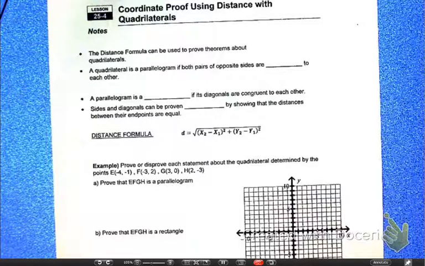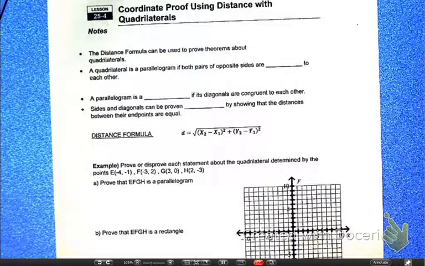So this is our last unit before our test next week, and a lot of it's just review. We're just putting a lot of the things that we've learned together. Okay? So we know the distance formula, and we know that we can use it to prove theorems about quadrilaterals. Let's see if we can fill in some of these blanks.